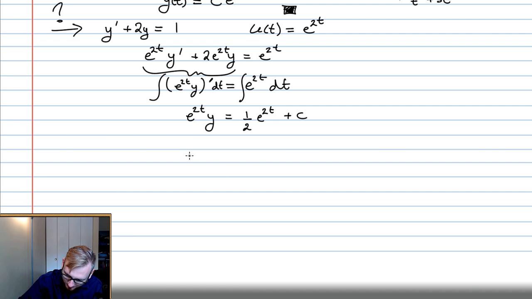Then we've got this e to the 2t, we want to get rid of it. We get y equals, we're going to multiply by e to the minus 2t because the exponents add and cancel out. We've got 1 over 2, and these ones will cancel out as well, plus c e to the minus 2t.